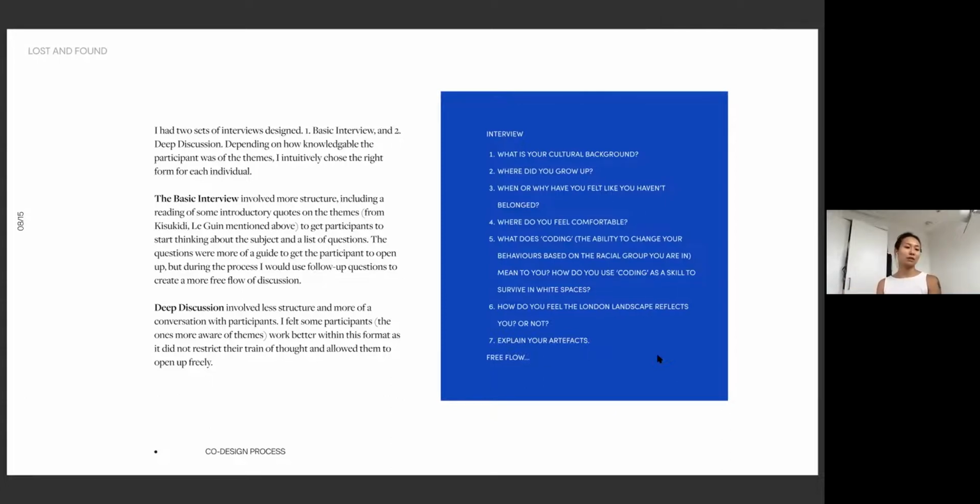The other interview process was a deep discussion, which involved less structure and was more of a conversation between myself and the participant and the sharing of our experiences. It worked better for a lot of these individuals as it was not so restrictive on the train of thought and allowed them to open up freely.